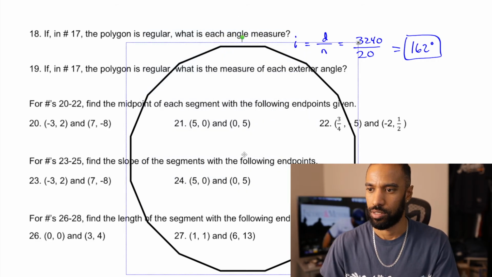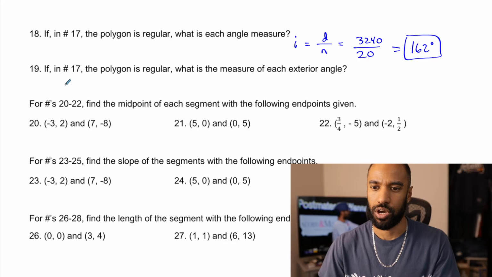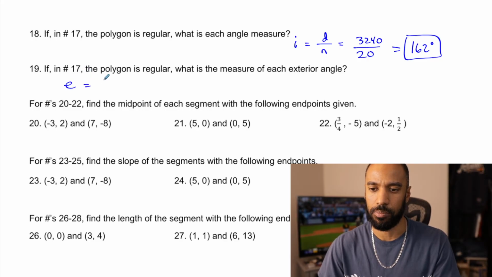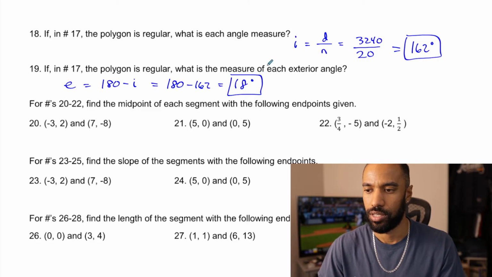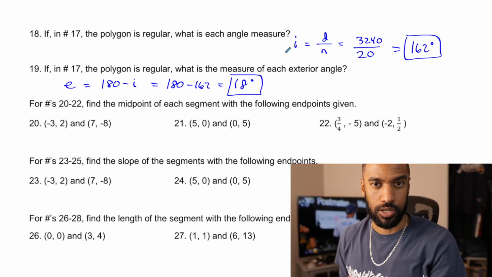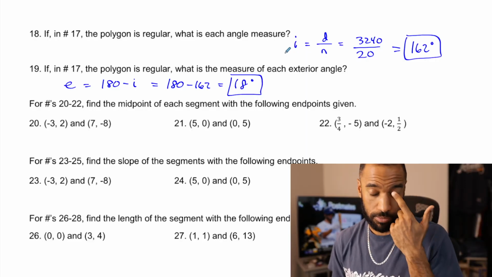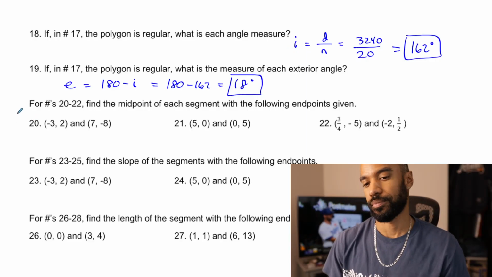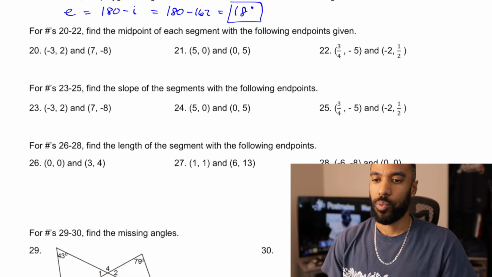All right, so the exterior angle is going to be 180 minus your interior angle. So 180 minus 162, which is 18 degrees. Now, all the exterior angles should add up to 360 degrees, no matter what the shape is. So 18 times 20 is 360. That seems to work. All right, numbers 20 to 22.